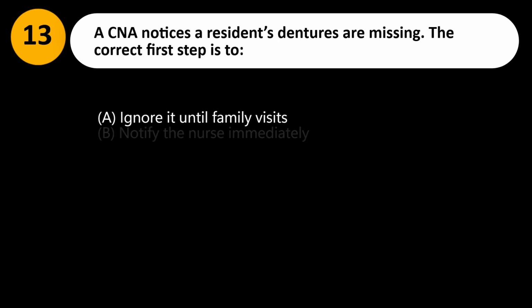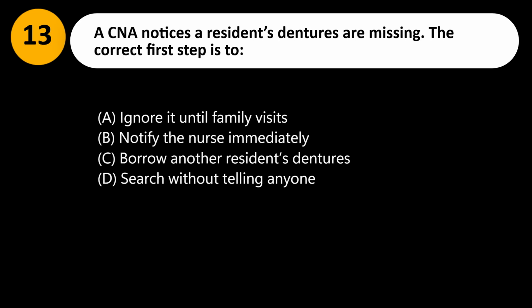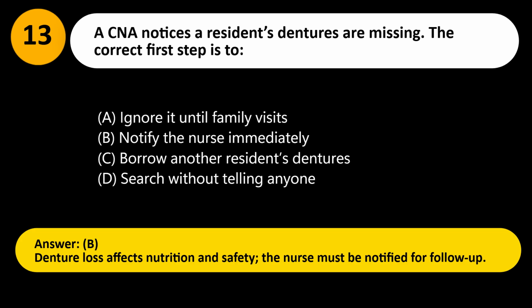A CNA notices a resident's dentures are missing. The correct first step is to A. Ignore it until family visits. B. Notify the nurse immediately. C. Borrow another resident's dentures. D. Search without telling anyone. Answer: B. Denture loss affects nutrition and safety. The nurse must be notified for follow-up.